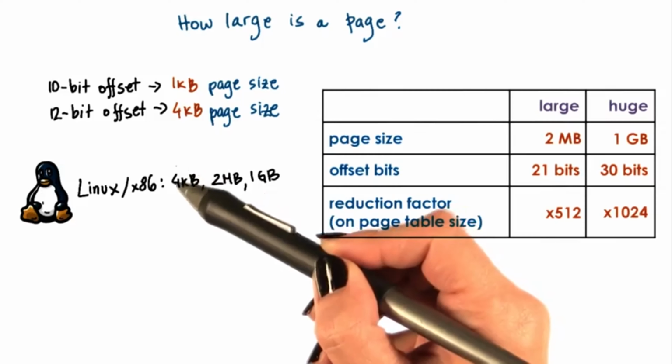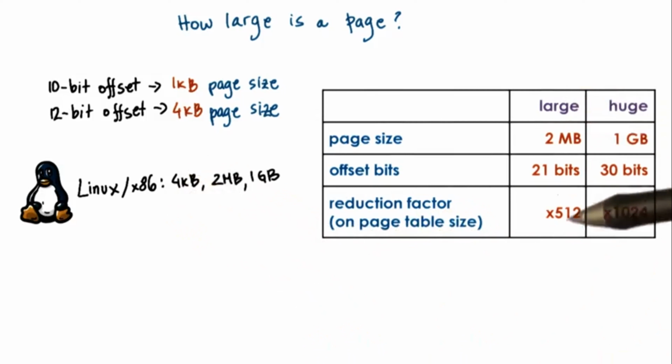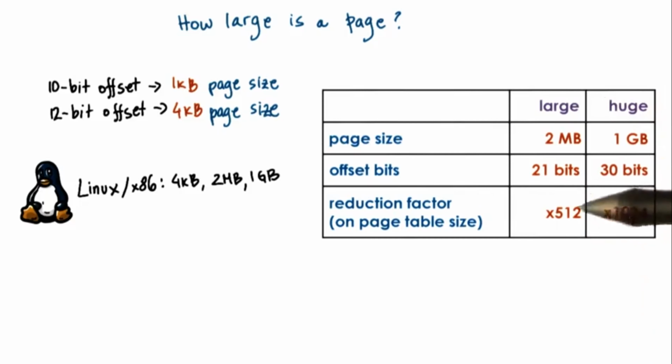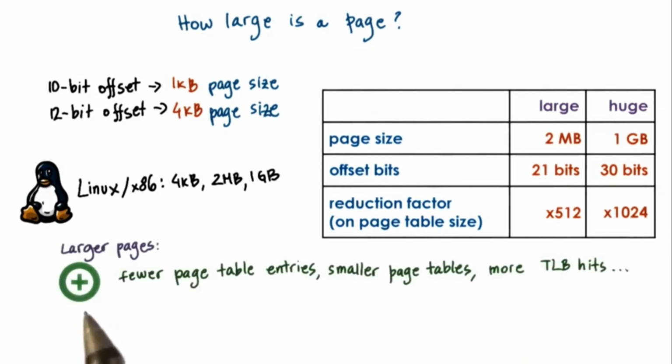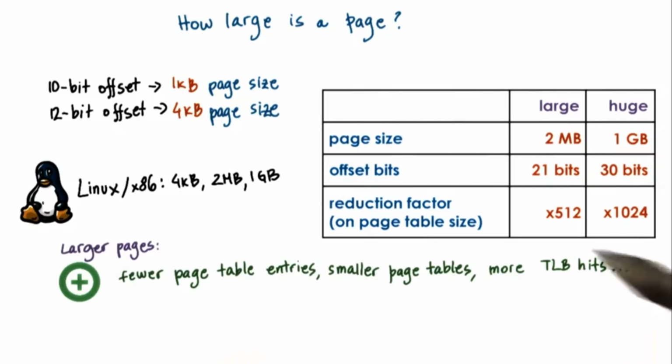Compared to the page table size that's needed when we're working with 4 kilobyte pages, large pages will reduce the page table size by a factor of 512, and then switching to huge page sizes will reduce the page table size by another 512. So in summary, the benefits of larger page sizes are the fact that they require smaller page tables due to the fact that there are fewer page table entries that are needed, and we can have additional benefits, such as, for instance, an increased number of TLB hits, just because we'll be able to translate more of the physical memory using the TLB cache.